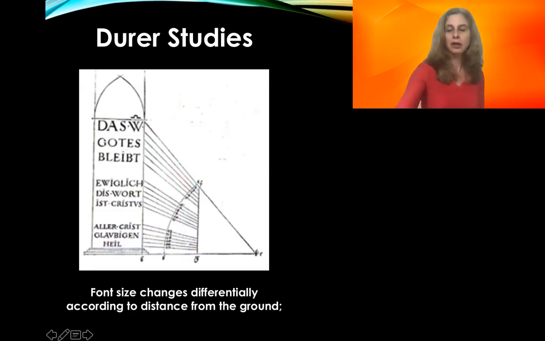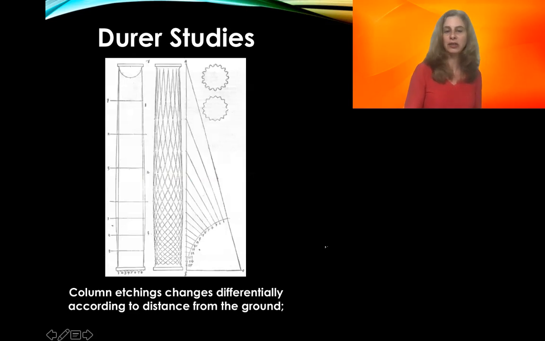So he looked at that both for text, but he looked at it as well in column etchings and trying to understand how you could create etchings in columns that would optically maintain a consistent distance. So if you look at this arc over here, if you're standing in the center here, the spacing is equal, but it distorts the spacing as we move up the column line.